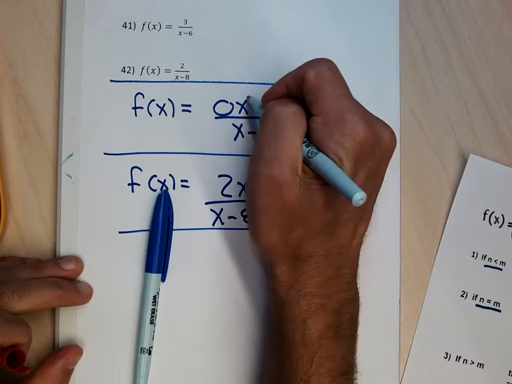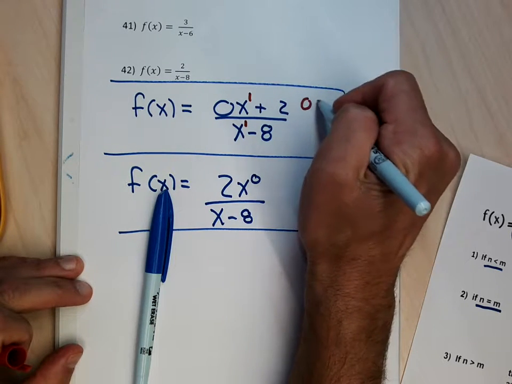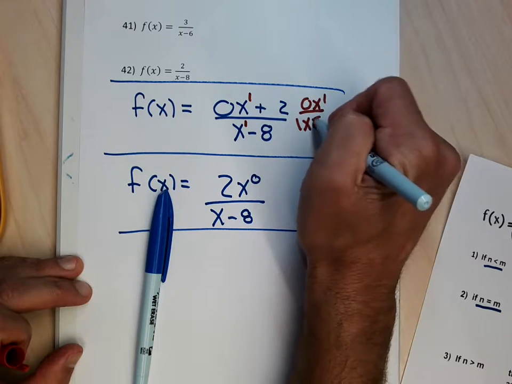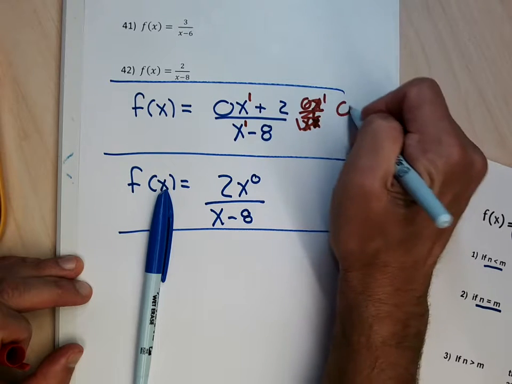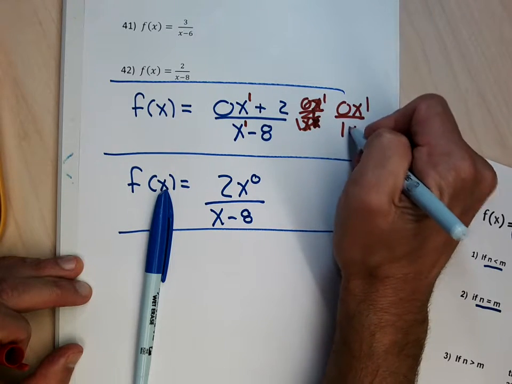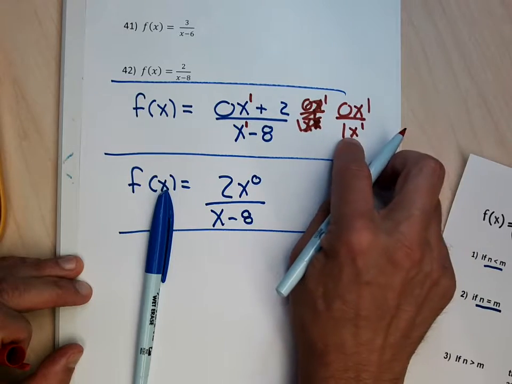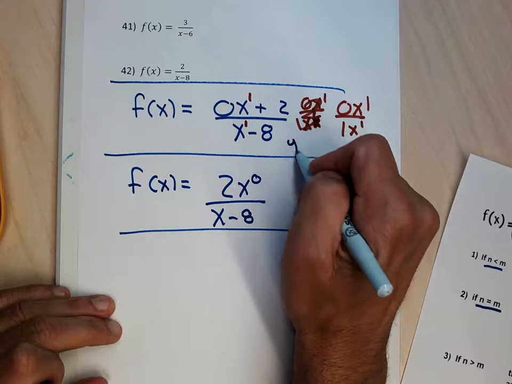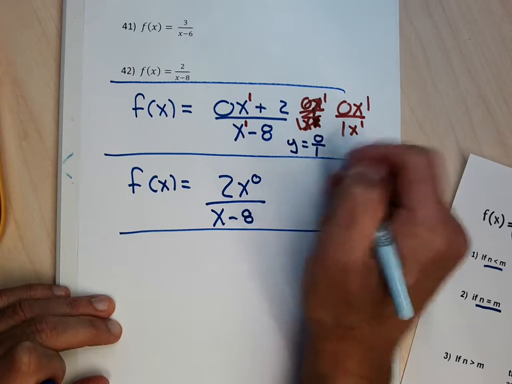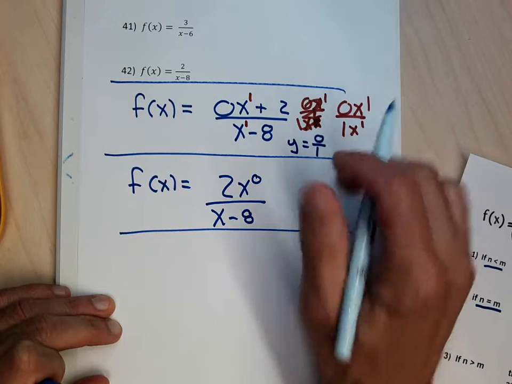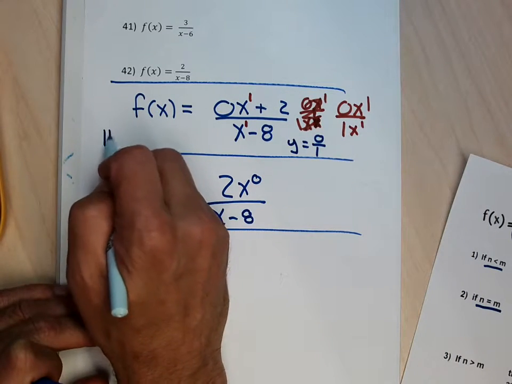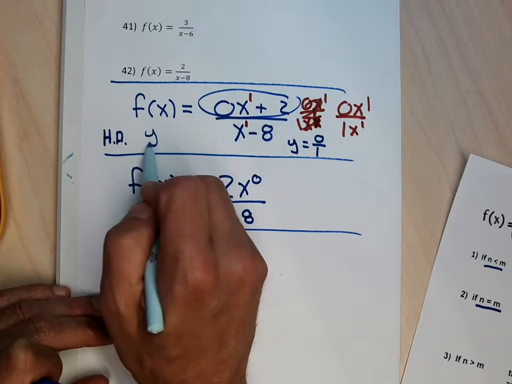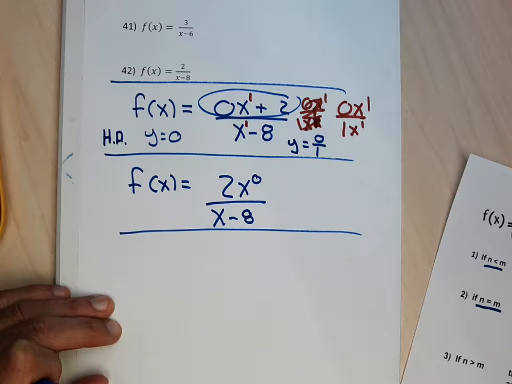The top version, I'd have to look at the term in the numerator with the highest exponent and the term in the denominator with the highest exponent, and I've made these have the same highest exponent. The numerator is 0x to the first, the denominator is 1x to the first. The horizontal asymptote when there's a tie between the exponents is y equals, and you divide the coefficients. In this case, it's y equals 0 over 1, and that simplifies to 0. So looking at problem 42 with the numerator written like this, you get y equals 0 for the horizontal asymptote.